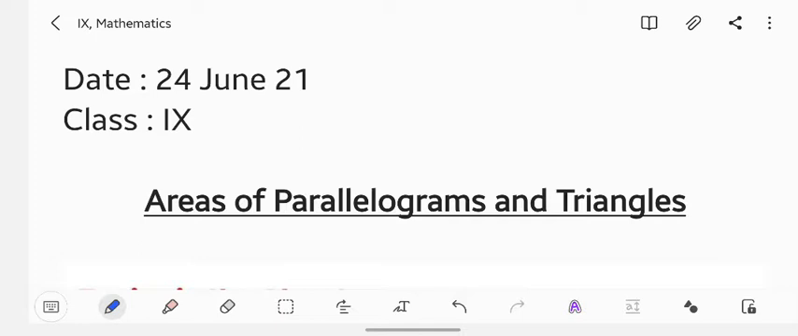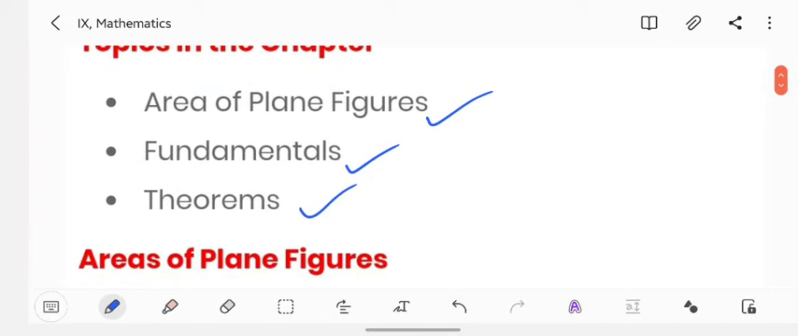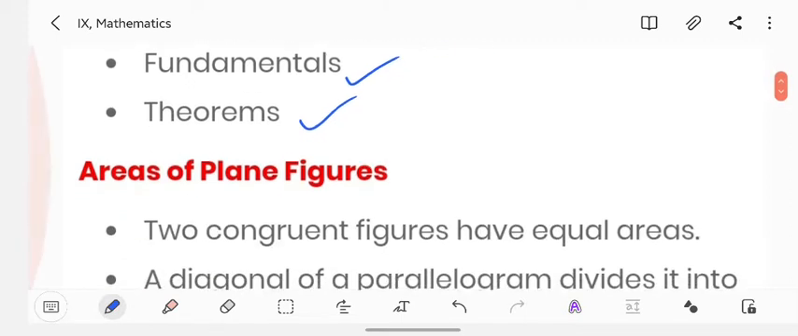As per the learning point of view, you must be knowing the formulas of the areas of parallelograms and triangles. Here, the usage of formula is a little less. However, the entire questions are based on the theorems. Alright, so let's start with areas of plane figures first.